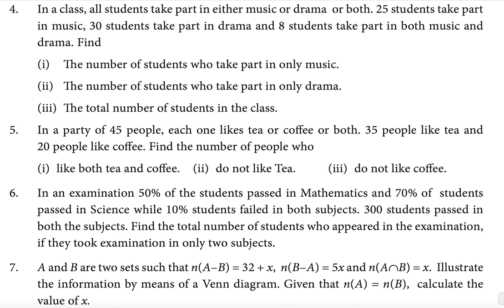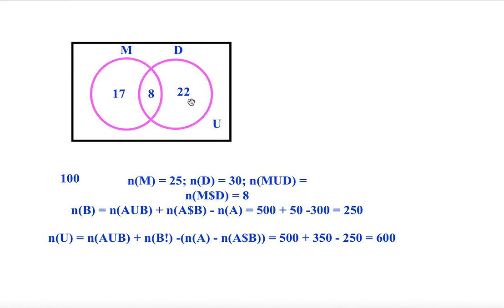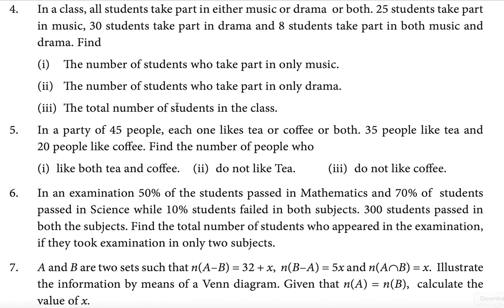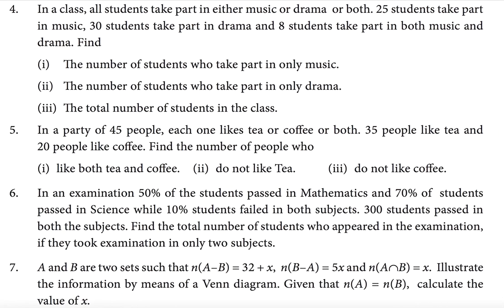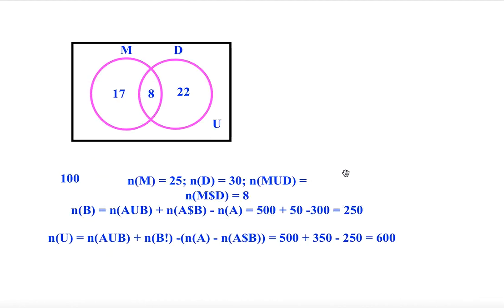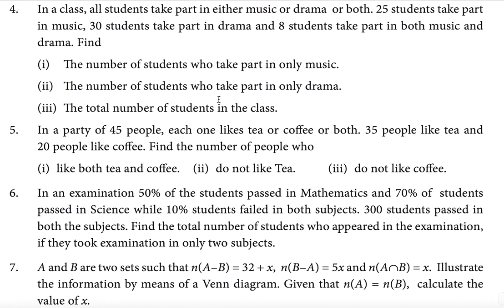Okay, the number of students who take part in only drama is 22. That is n of b minus n of a intersection b. The total number of students in the class, the total number is the union, right? Okay, 17 plus 8, 22 plus 8 is 30, 30 plus 17 is 47. So the total number is 47. The formula you already know. You want me to write the numbers there, 17, 22, 47? Okay, no problem.